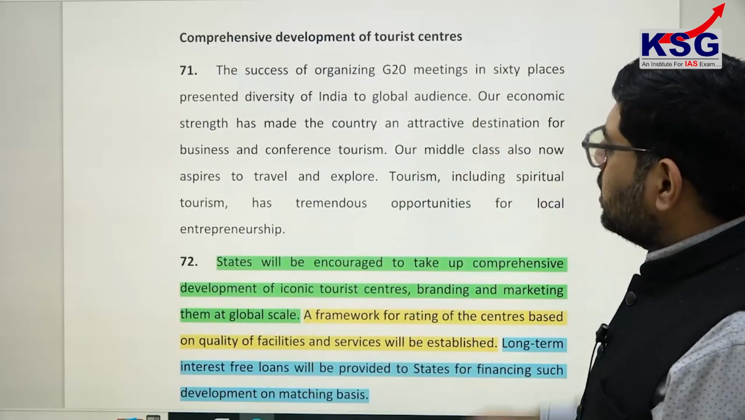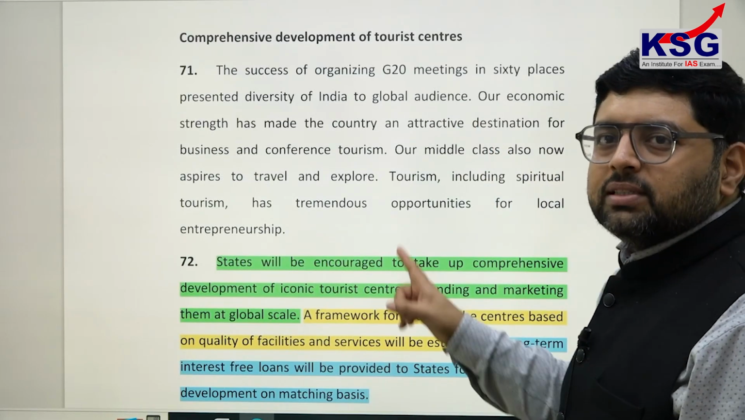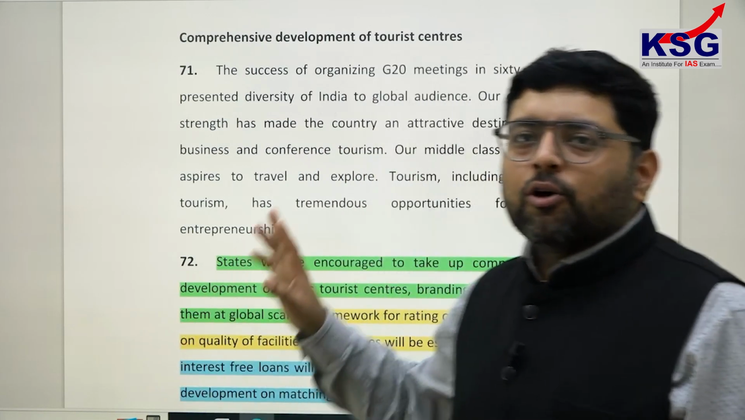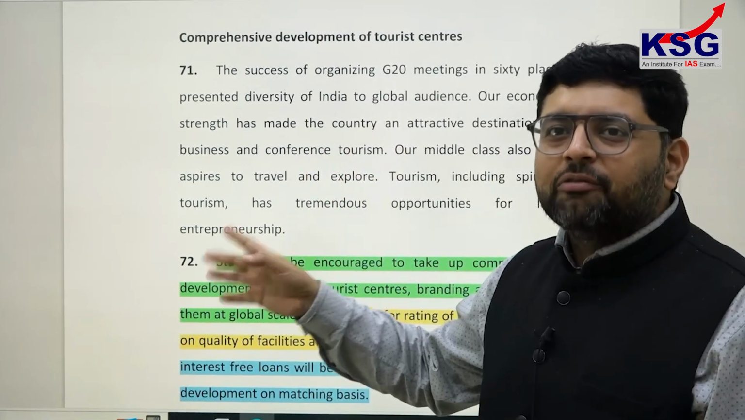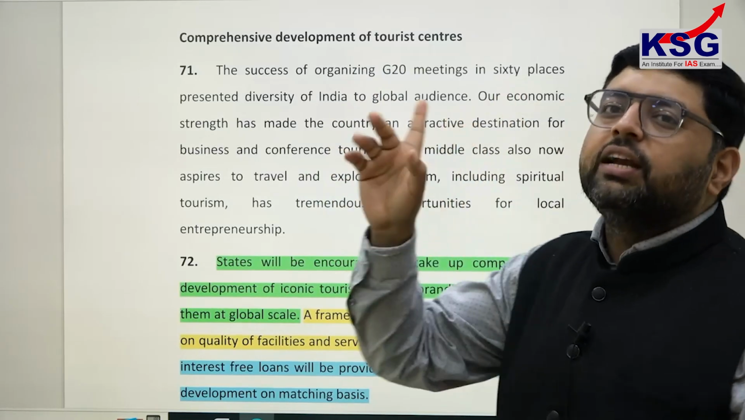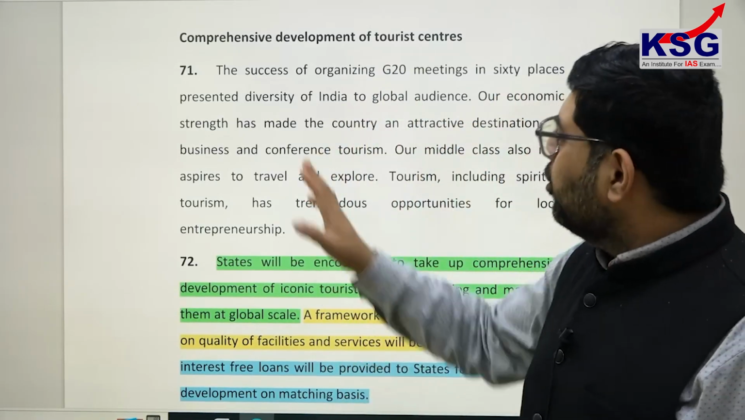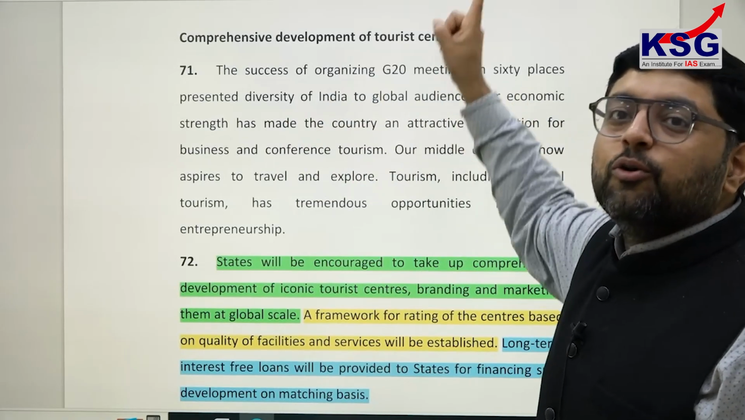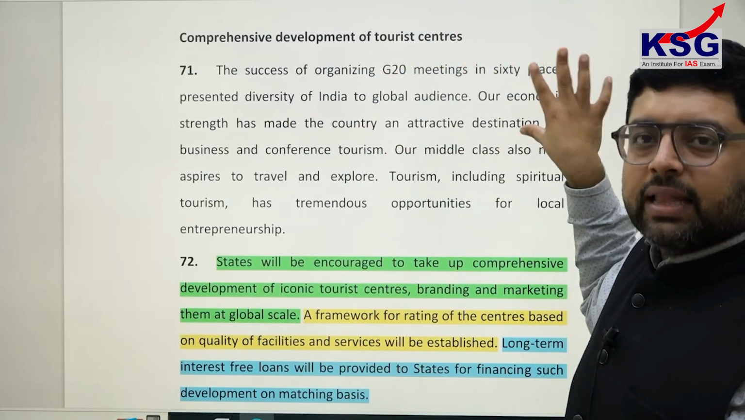Now, tourist sites. The government says that India needs to be developed as a tourist site. Although they said that some initiative has been taken by conducting meetings of G20 at 60 different places in the country in order to show our diversity to the global audience. So this is the beginning they have mentioned.